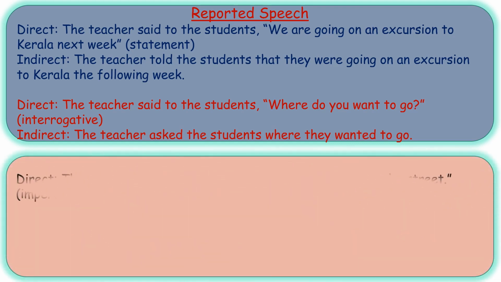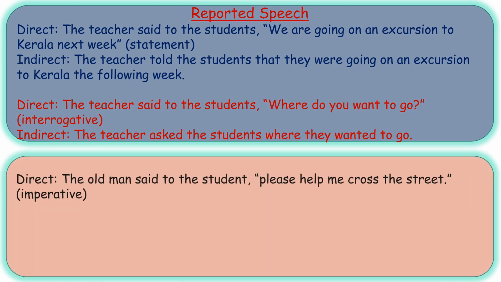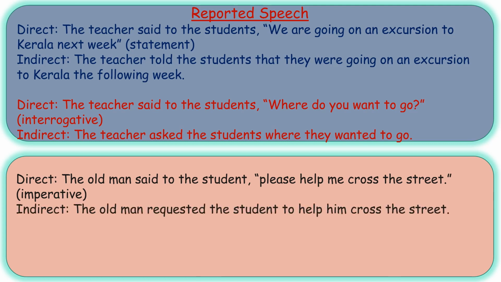The next one, imperative sentence. The old man said to the students, please help me cross the street. Imperative sentence. So how to change into indirect speech? The old man said to அப்படின்றத நம்ம என்ன யூஸ் பண்ணணும்னு பார்த்தோம்? Requested அப்படின்னு பார்த்தோம். அதாவது as per the sentence, kinds of sentenceக்கு பொறுத்து நாம requested, want, order இந்த மாதிரி யூஸ் பண்ணிக்கலாம். The old man requested the student to help him cross the street.